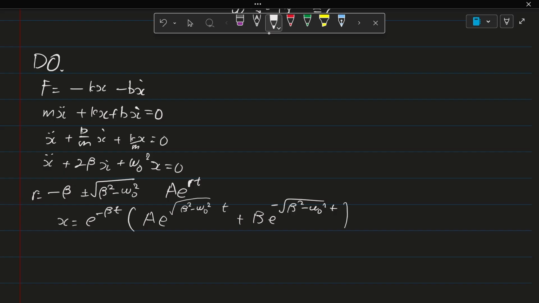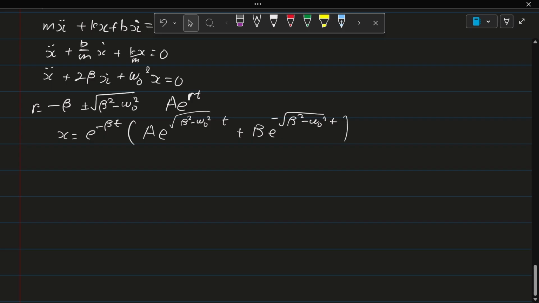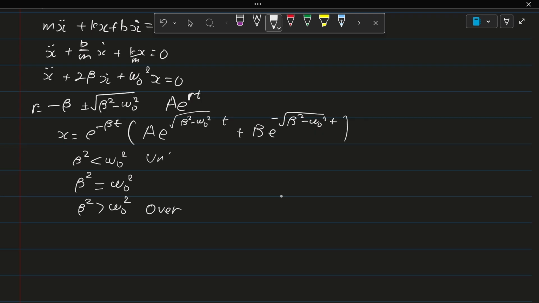And so what you observe here is there are technically three different cases. There is when beta squared is smaller than omega 0 squared, which is something that we'll discuss first. And then beta squared being the same as omega 0 squared, and this will result in a much more unique solution. And beta squared being larger than omega 0 squared, which we call overdamped. So it's overdamped, underdamped, and this is critically damped.